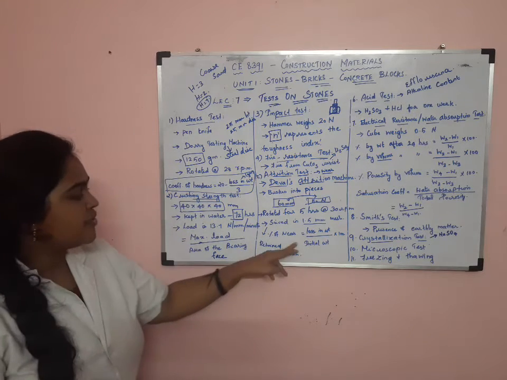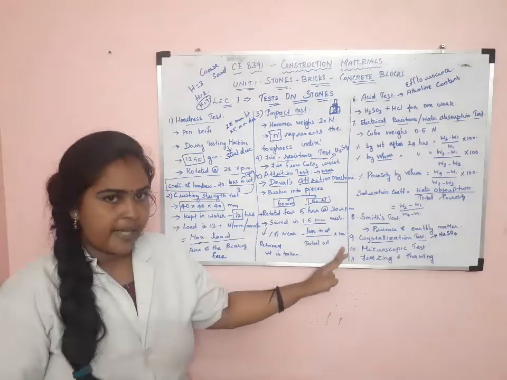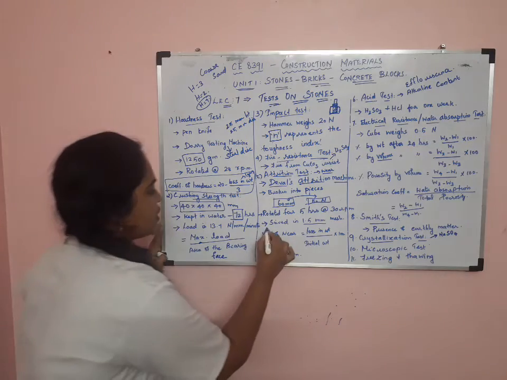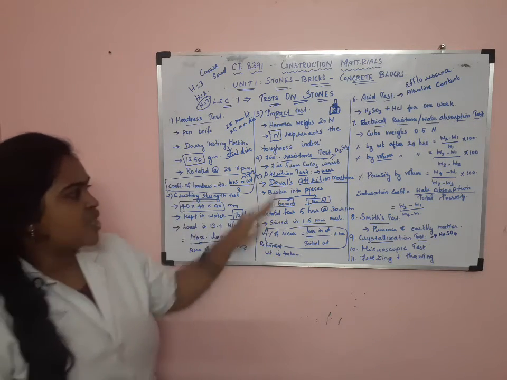Now the percentage of wear is equal to the loss in weight divided by the initial weight, into 100. So this is the formula to calculate the percentage of wear. So this is the attrition test.